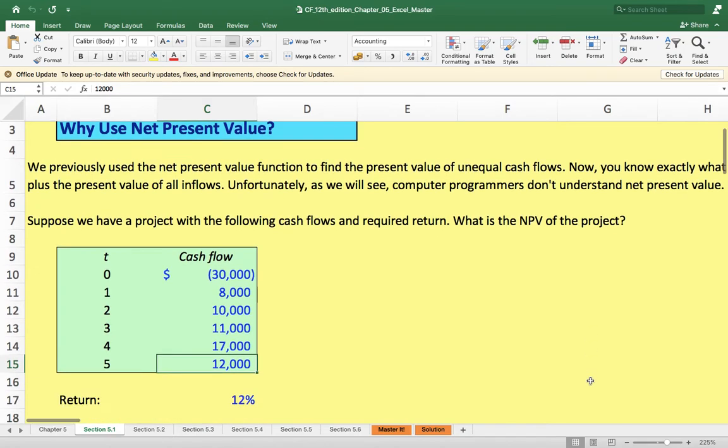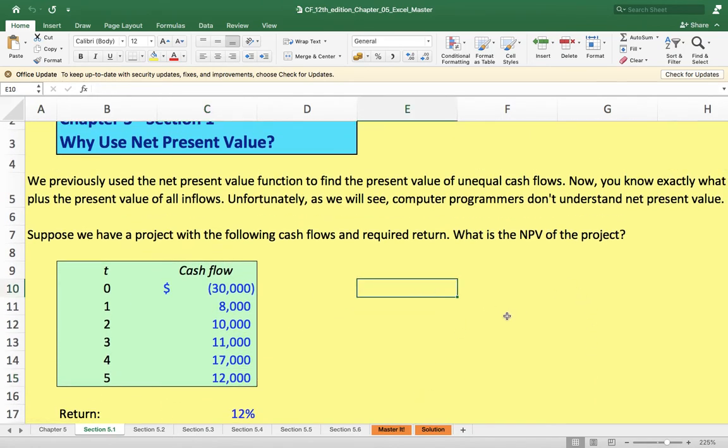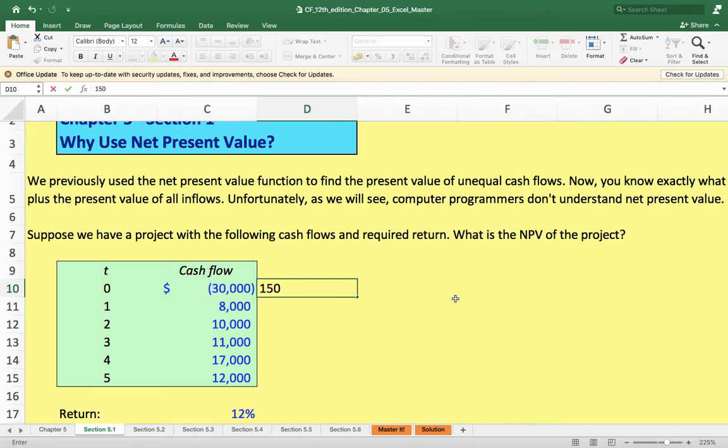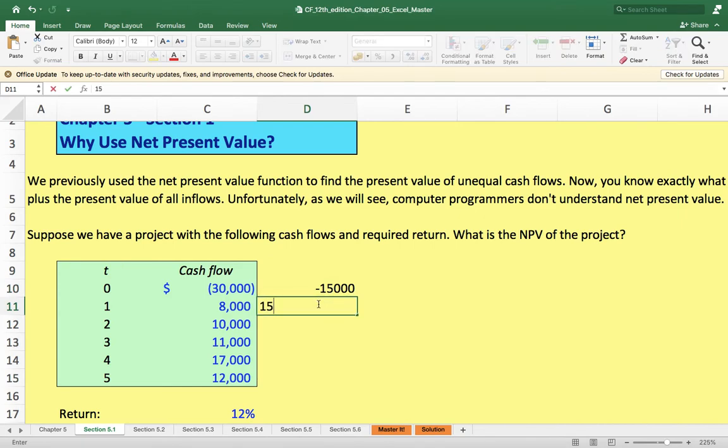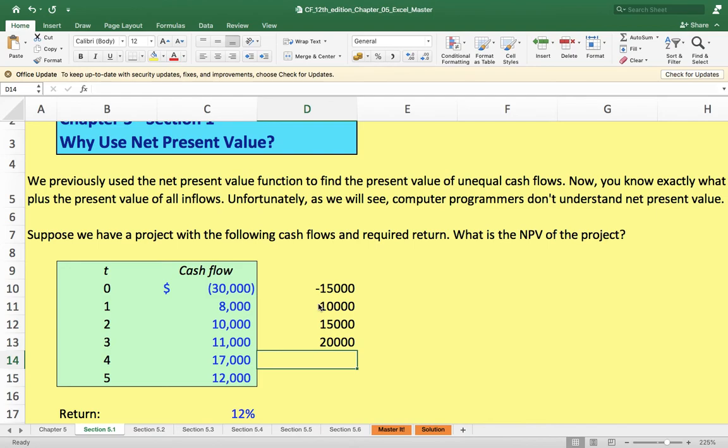For example, there is a spreadsheet here, and here is year 0. Year 0, we have taken in our example, 15,000 as our initial cash flow, right? So minus 15,000 will be our initial cash flow. After 1 year, how much are you getting? 10,000. After 2 years, how much are you getting? 15,000. After 3 years, how much are you getting? 20,000. This is the whole life of the project, and the cost of capital is 12%.